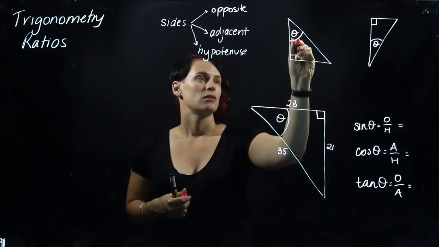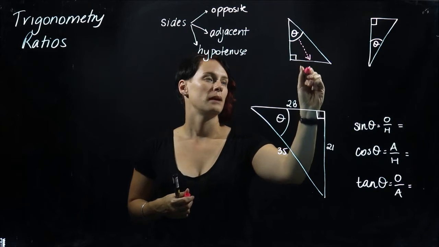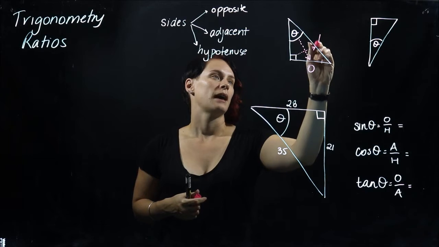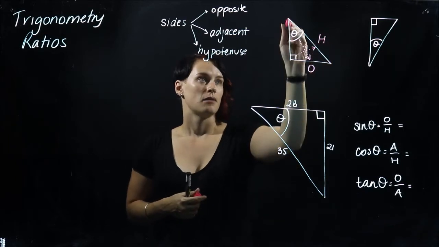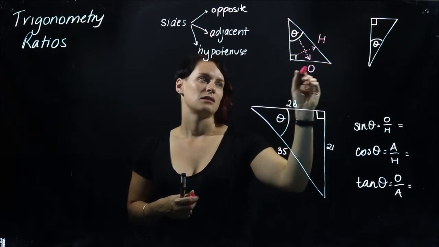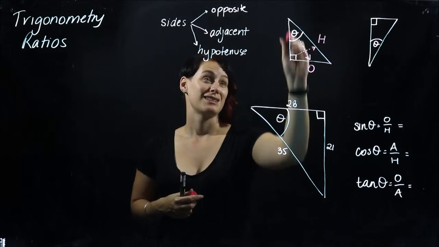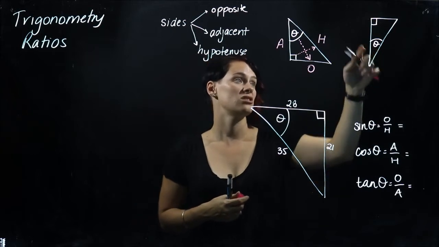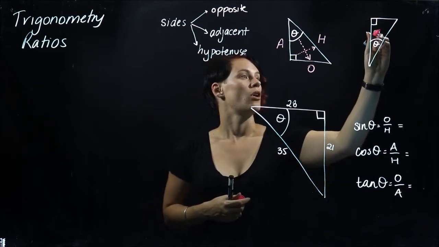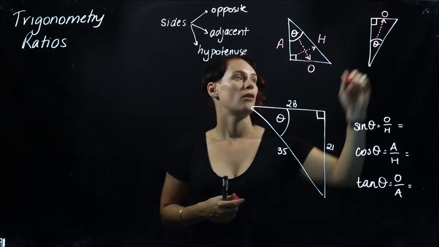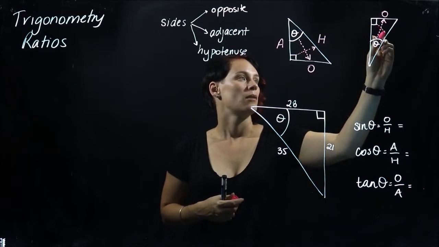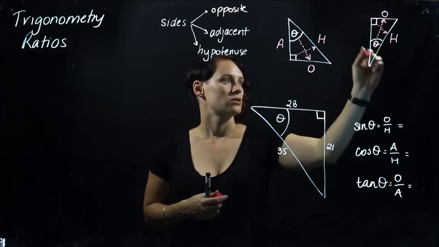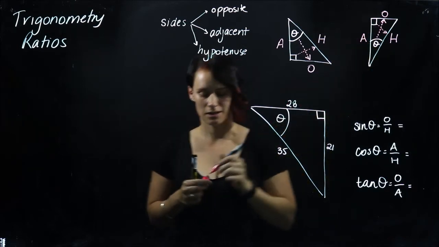Here is our reference angle. So the one opposite it will be our O for opposite. The one across from the right angle will be H for hypotenuse, and then the remaining side that is touching the reference angle will be our adjacent side. On this one, different orientation, different reference angle. The one opposite the reference angle will be O for opposite. The one across from the right angle will be H for hypotenuse. The remaining side is touching the reference angle, it will be our adjacent side.